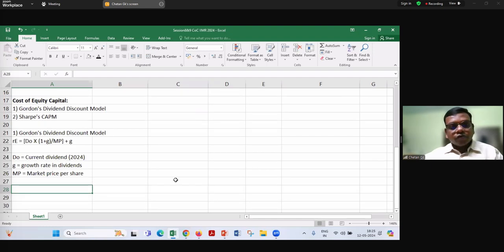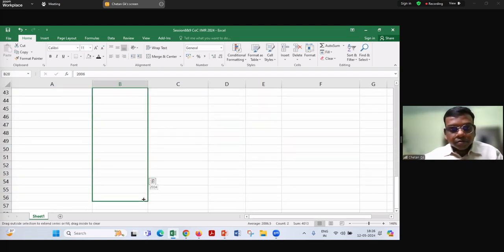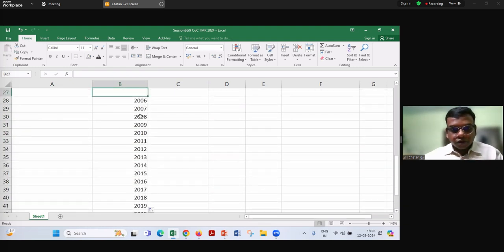So now what we have to do is compute the growth rate in dividends. Prashant Limited is a hypothetical company. So we'll take up the dividends from 2006 onwards. How much is the dividend which the company has declared to the shareholders? I'm just stopping it at 2024. So this is year and dividends.